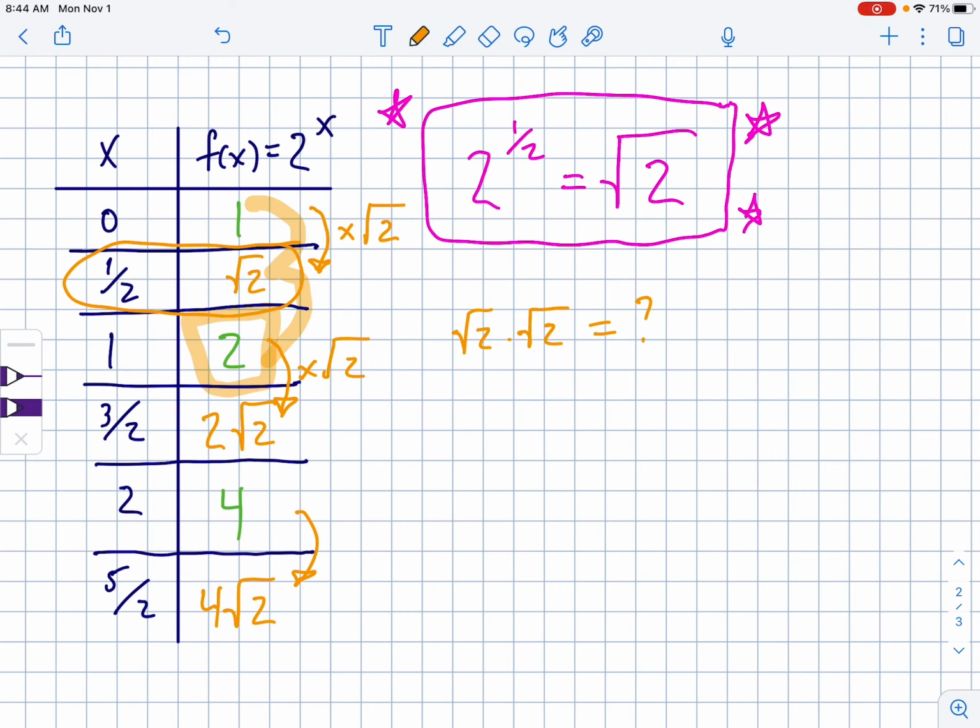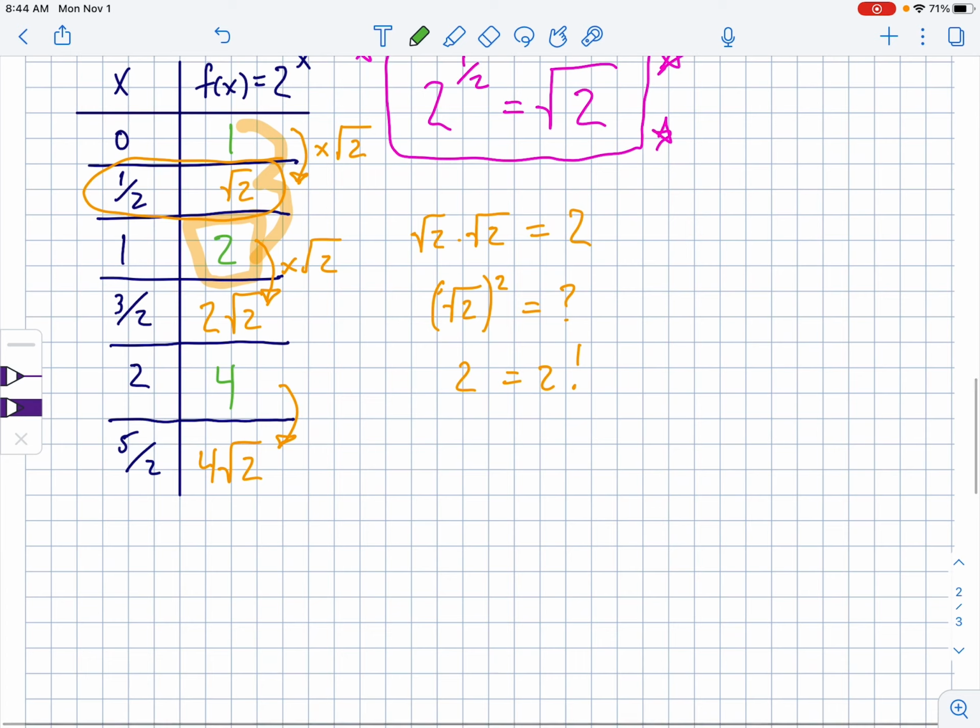Remember that when you multiply something by itself, you're squaring it. So this is the square root of 2 squared. And then the square and the square root cancel each other out. So this is 2. So I can go back up here and say the square root of 2 times the square root of 2 is 2. Now let's think about it in terms of our exponent properties.